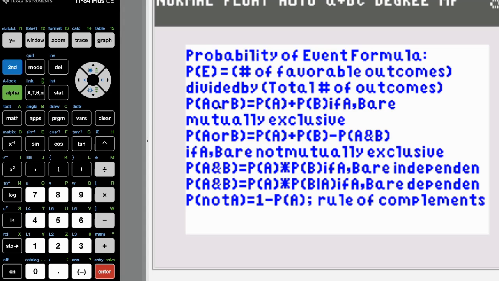Probability of A or B is probability of A plus the probability of B if A and B are mutually exclusive. Means they cannot both happen. So the probability heads or tails is half plus half, because you can't have heads and tails simultaneously. That's what mutually exclusive means. Like one can happen and the other cannot at the same time. But probability A or B is going to be probability of A plus probability of B minus the overlap that they both happen, if they're not mutually exclusive.